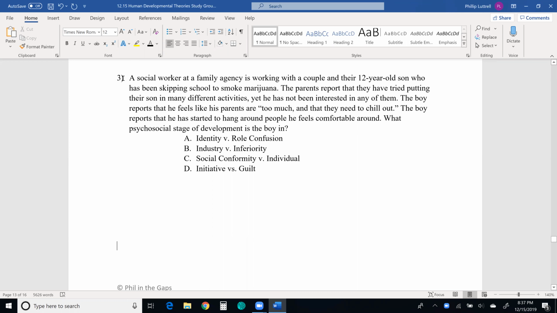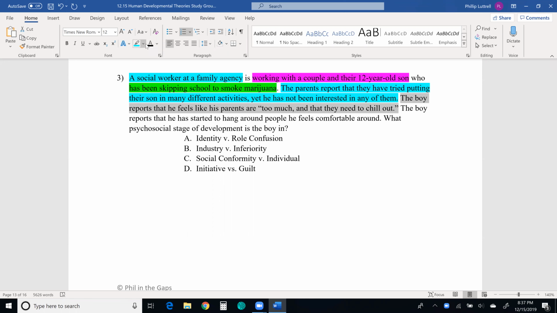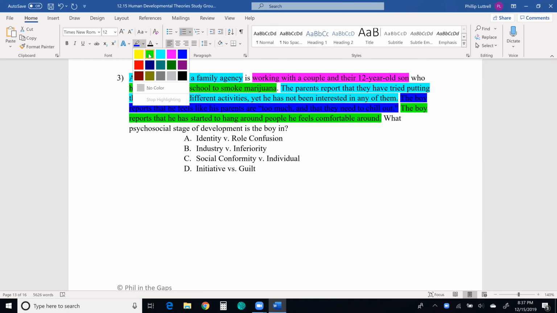Let's look at it. Social worker, family agency, couple, 12-year-old son. Son has been skipping school to smoke marijuana. The parents report that they've been putting their son in many different activities. He's not interested in any of them. The boy reports he feels like his parents are too much and they just need to chill out. The boy reports he has started to hang around people he feels comfortable around.